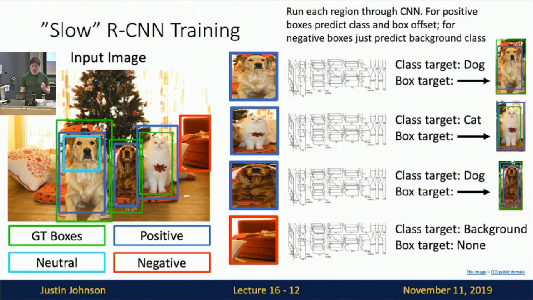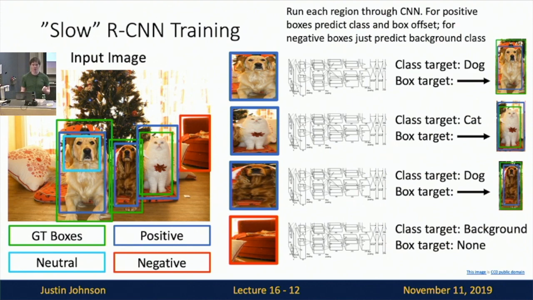So then each of these region proposals we pass into our convolutional neural network. Of course, we share the weights among all of these. And for each of these regions, we want to predict two things. One is a category label, and the other is a bounding box regression transform that transforms from the region proposal to the object bounding box that we should have predicted.